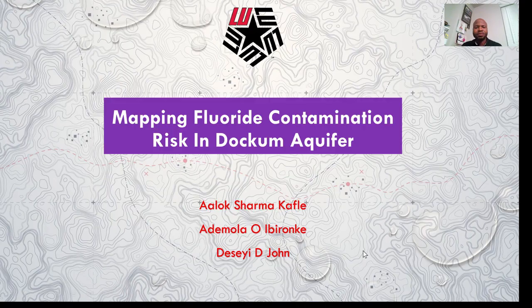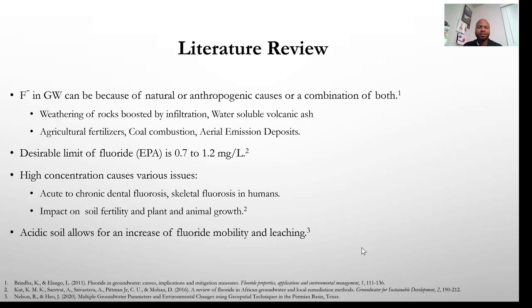Hi, my name is Ademola, and this is a project presentation on mapping fluoride contamination risk in the Dockum Aquifer. Fluoride occurs in groundwater either naturally or through human activities. According to the EPA, 0.7 to 1.2 milligrams per liter is the desirable limit for fluoride in drinking water.